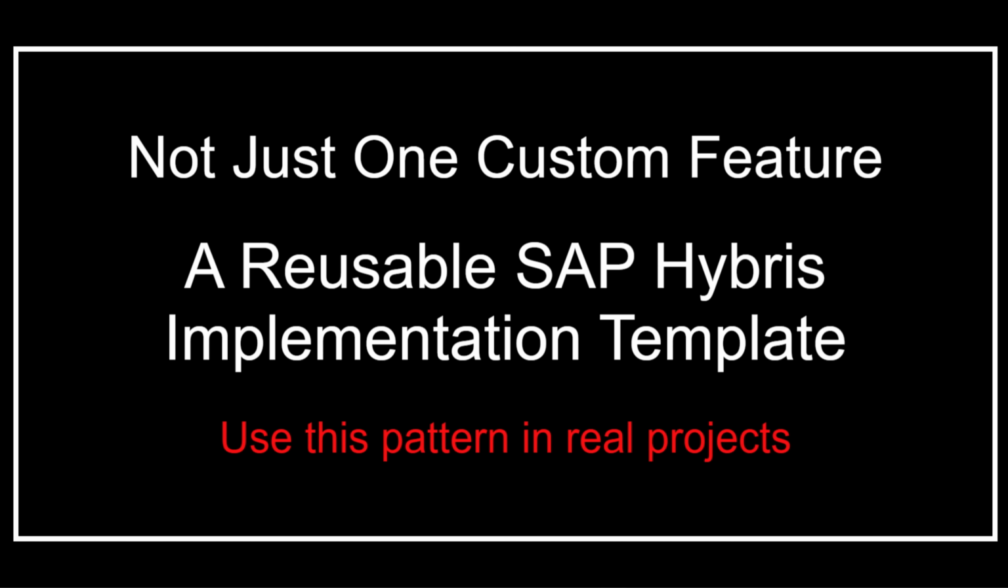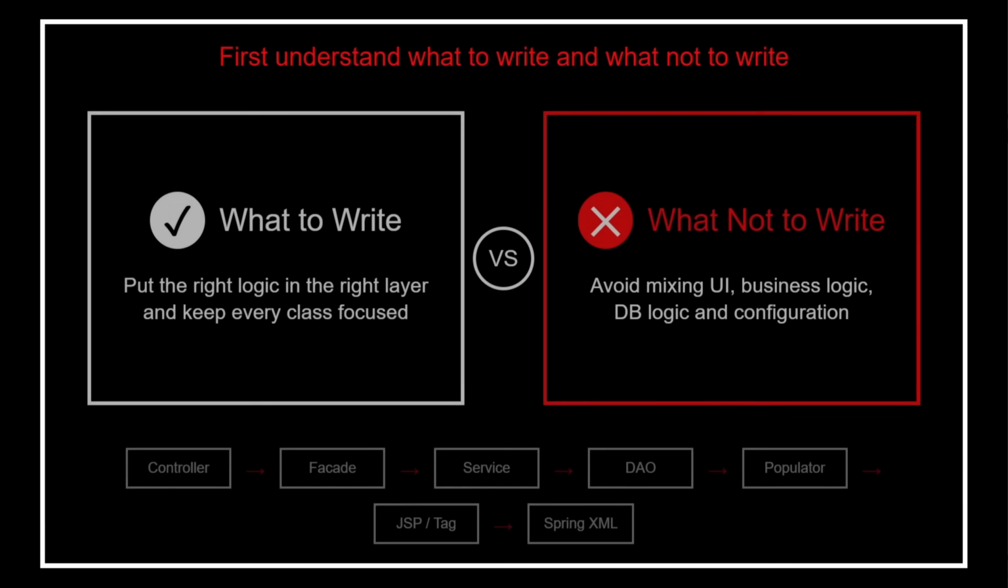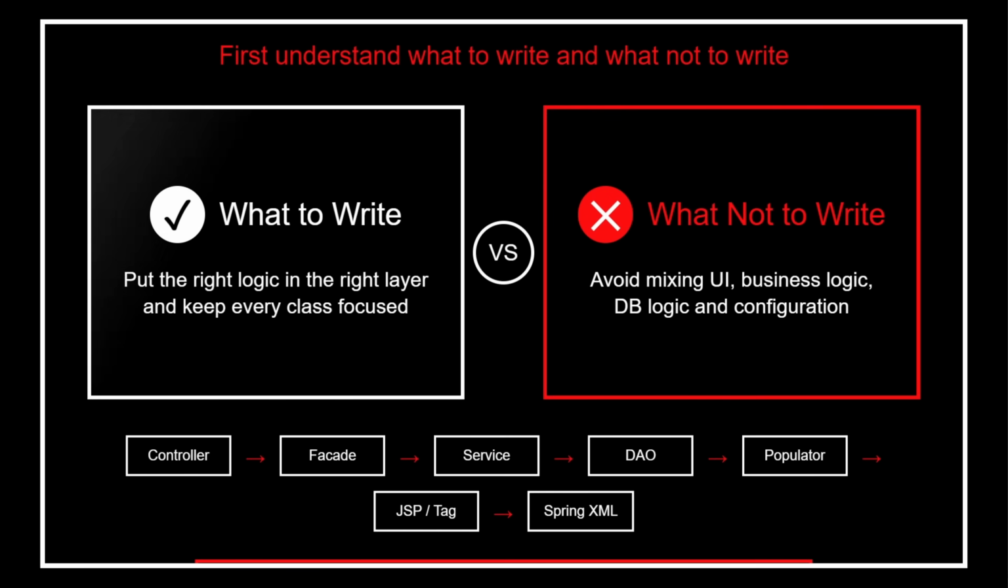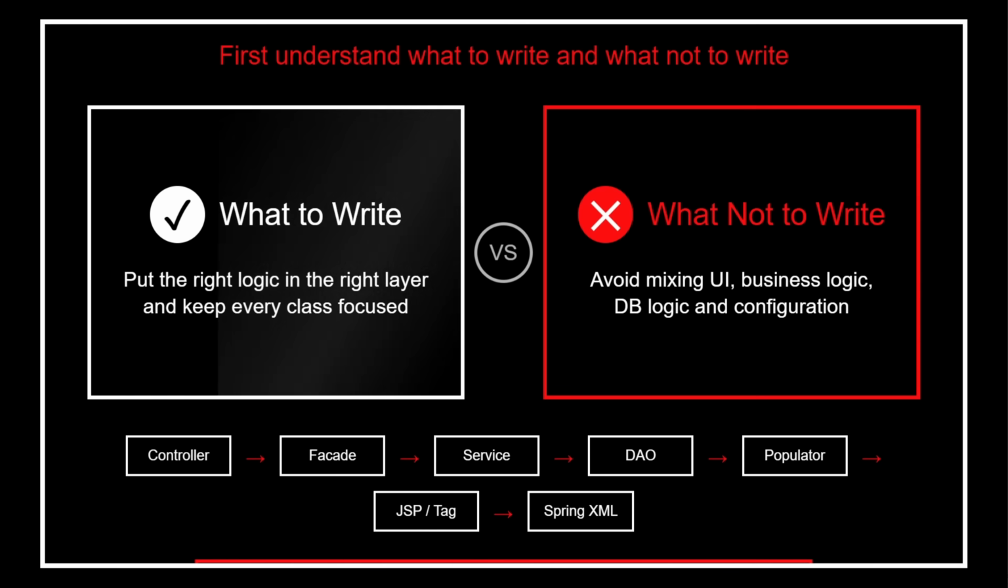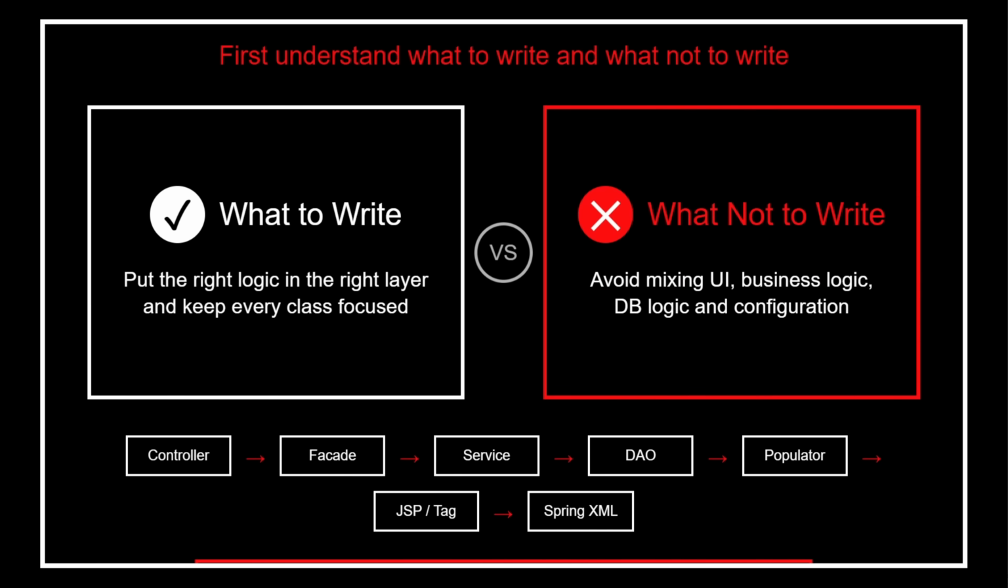Whenever we create any new flow in SAP Hybris, we generally need to understand what to write in the controller layer, what to write in the facade layer, what to write in the service layer, what to write in the DAO layer, what to write in populators, what to configure in which extension's Spring XML, when to use the tag files, and most importantly, what not to write in each of these files.